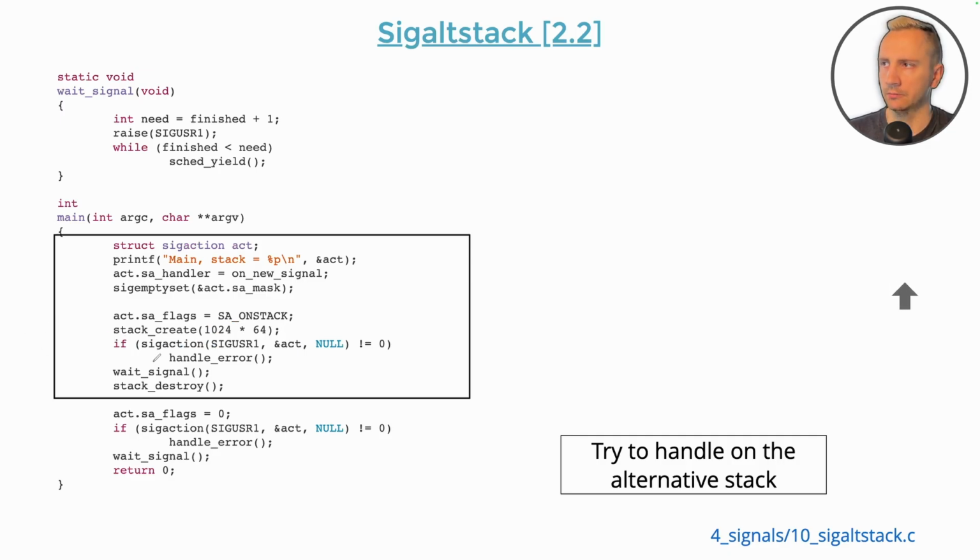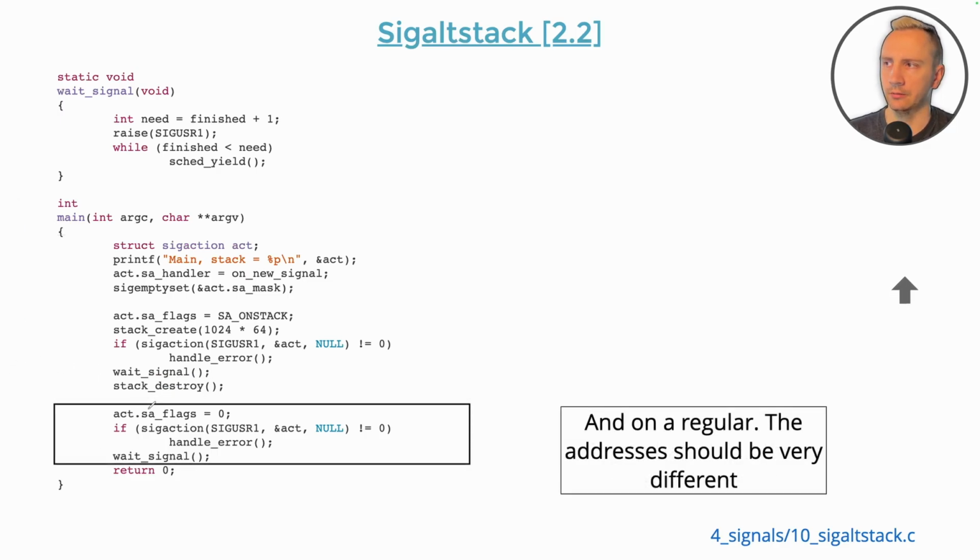Then I will wait for the signal to come, and then I will remove the stack. And then I will try it again without the custom stack. As you can see, I removed this flag and the stack is destroyed. So this is how it would work by default, and this is how it works when I provide a custom stack. Let's run it.